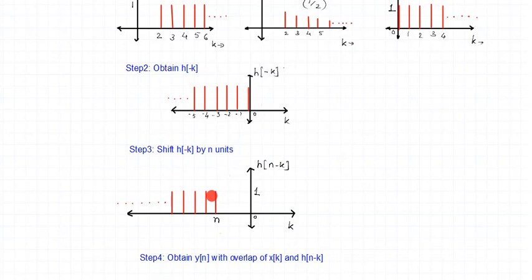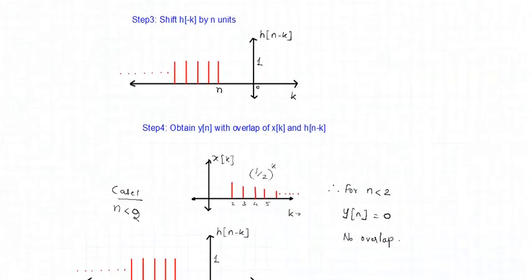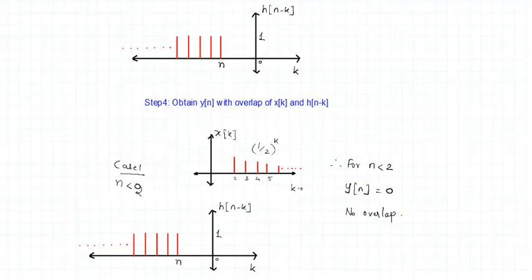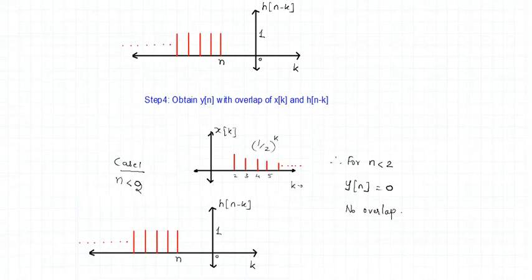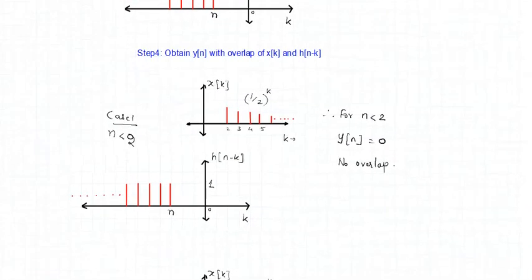Once we obtain the two signals x of k and h of n minus k, the next step in convolution is to find the overlap between the two signals. x of k is the fixed signal which we have already obtained, and h of n minus k is the signal that we are going to shift on x of k. When we find the overlap between the two signals, we need to formulate the cases in which we consider the different regions of overlap between the two signals.